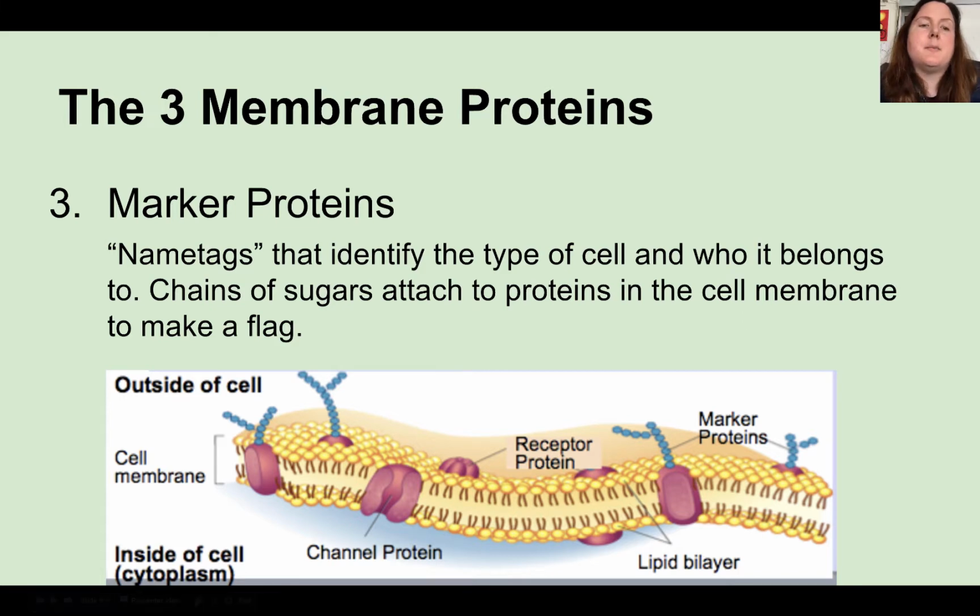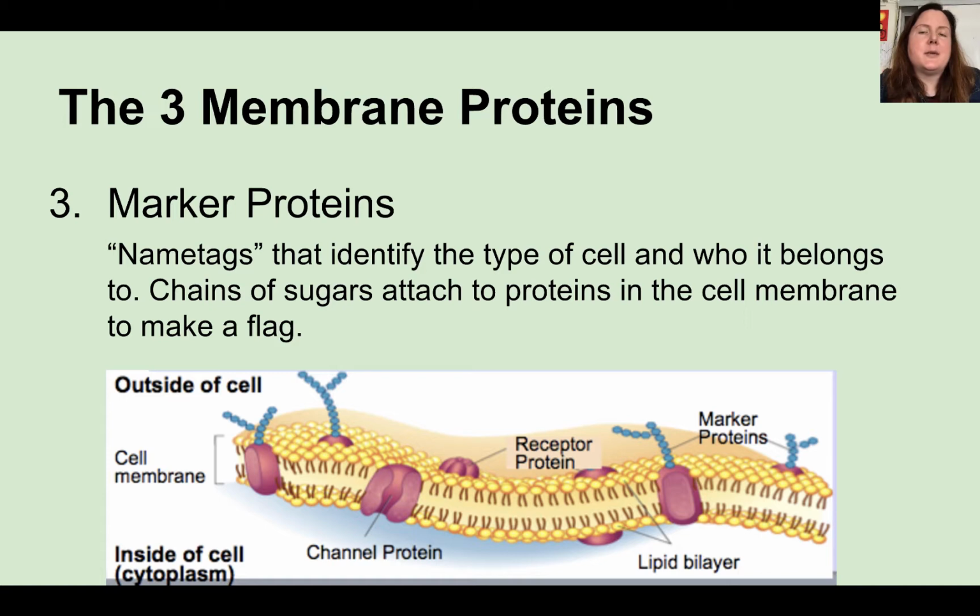Next is the marker protein, and marker proteins are name tags that identify the type of the cell and who it belongs to. This is extremely important for our bodies, especially with our immune system. So for example, if a bacteria enters into your body, your immune system doesn't recognize its marker proteins or its name tag, and so it's going to attack and destroy those cells, the bacteria. This can also play a role if someone is getting a transplant.